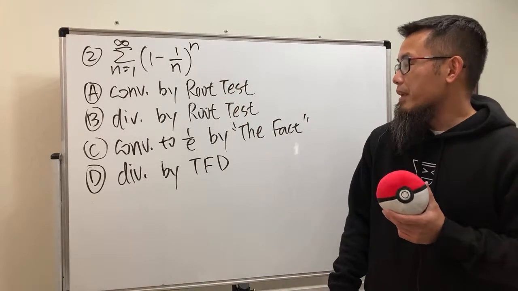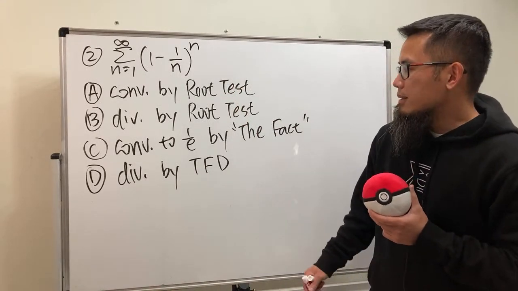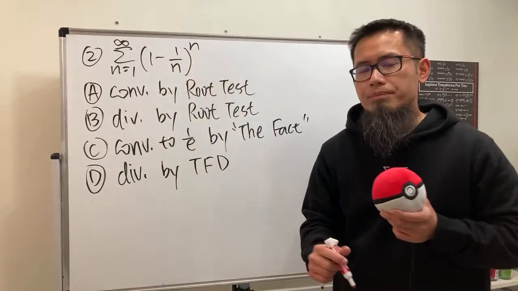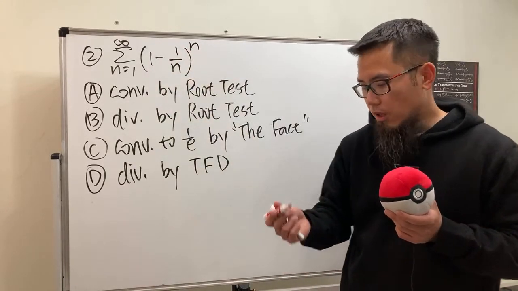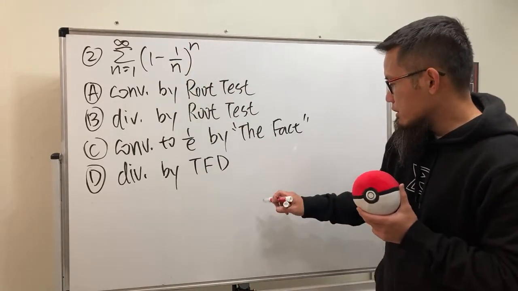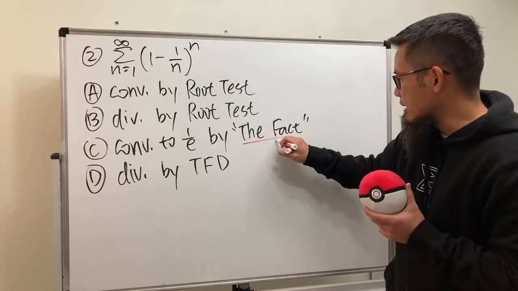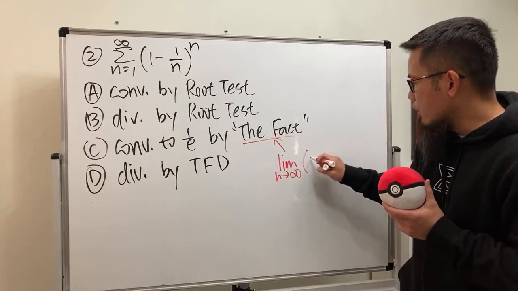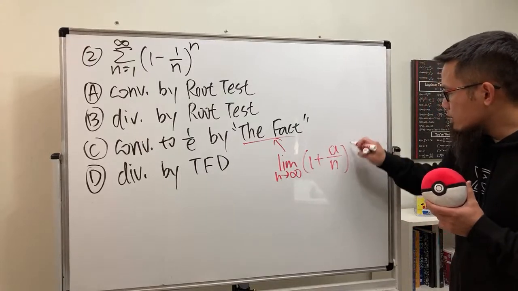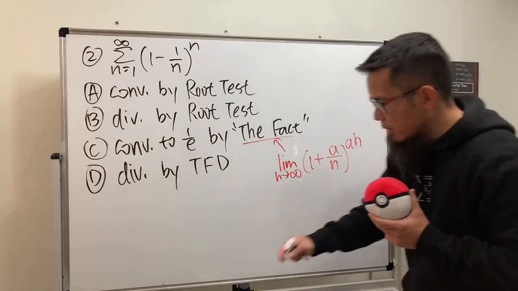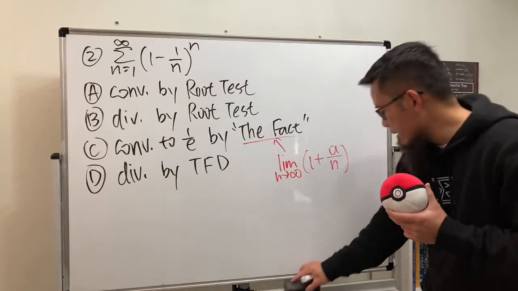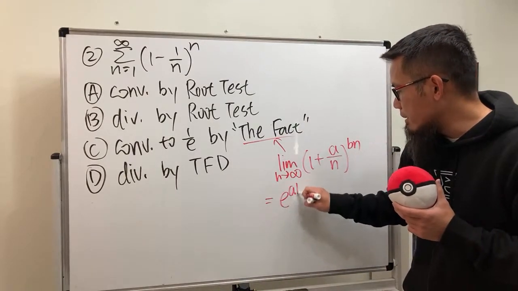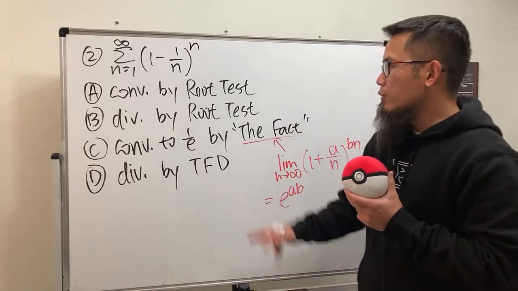Okay, so here's the deal. If you look at this, 1 minus 1 over n raised to the nth power, well, this reminds you of the fact a lot, right? Let me just tell you guys this on the side. The fact says, if you take the limit as n goes to infinity of 1 plus a over n raised to the an power, raised to the bn power, well, this gives you e to the ab power, all right? So of course we can use that.